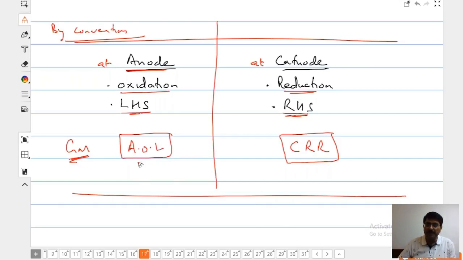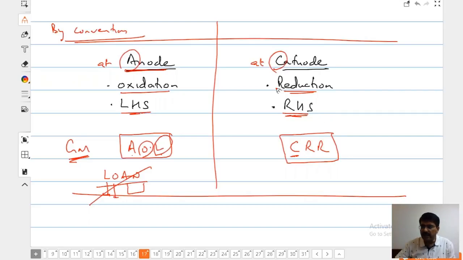Guru mantra between you and me: AOL. A for anode, O for oxidation, and L for left. Right? Lisha said LOAN: left, oxidation, and anode. Perfectly well, beta. And C is cathode, and R for reduction, R for right. Cathode will always be placed on the right-hand side. Anyway, you remember it, but it has to be kept in mind. This is the convention which we have to follow everywhere.